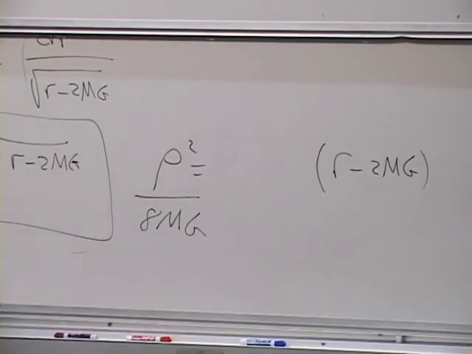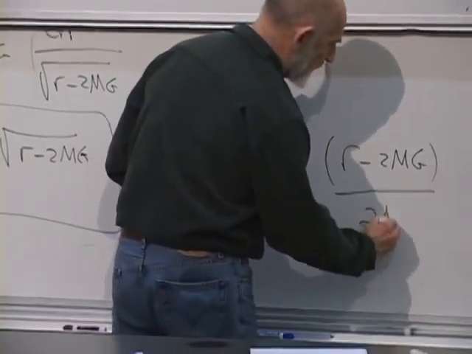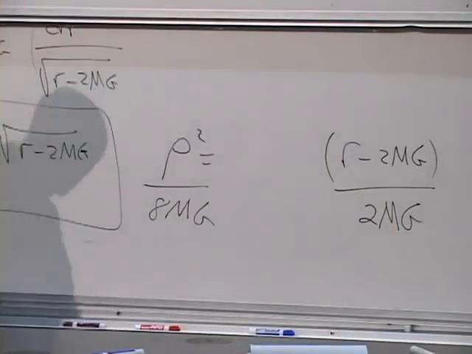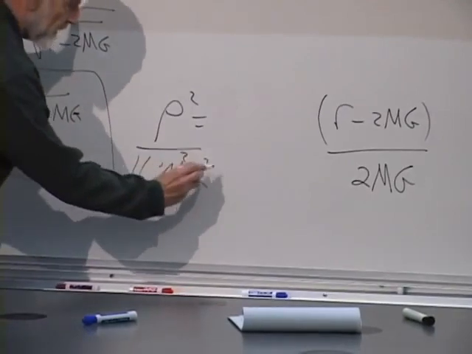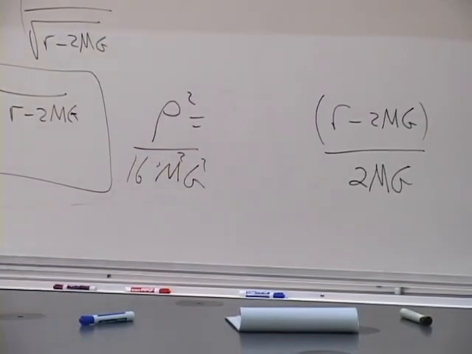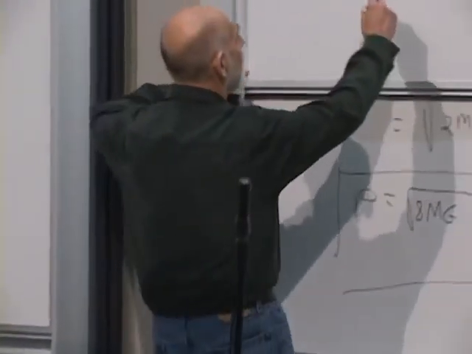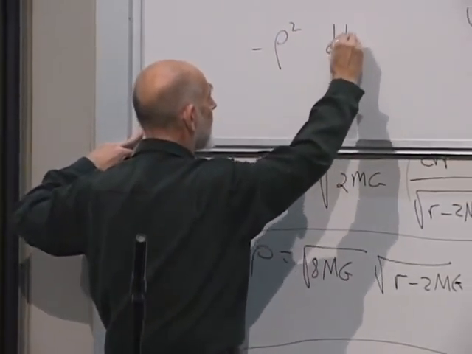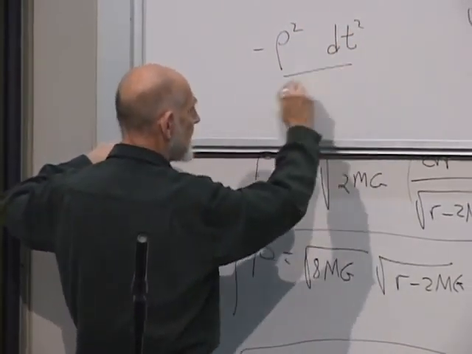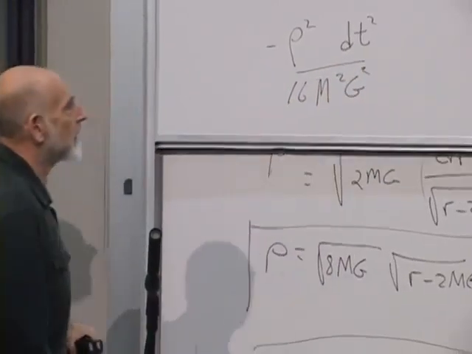And now we can write the metric. r minus 2mg. Let's even go a little further. Let's divide by another 2mg here because that's what we're going to need. And we're going to get 16m squared g squared. As I said, a little bit tedious, but not too bad. Okay, so let's see what we have here. We have minus rho squared dt squared divided by 16 m squared g squared plus this.